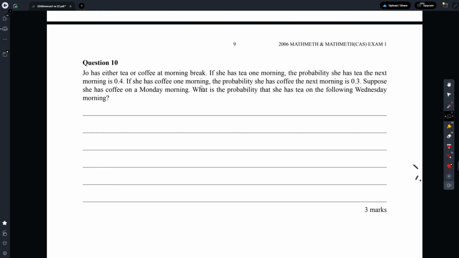Jo has either tea or coffee at morning break. If she has tea one morning, the probability that she has tea the next morning is 0.4. Okay, what does that mean? If she has tea one morning, the probability she has tea the next morning is 0.4. If she has coffee one morning, the probability that she has coffee the next morning is 0.3.